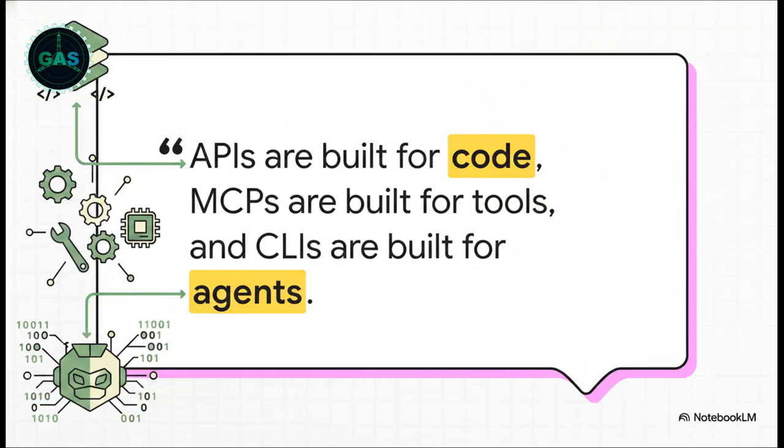Ultimately, it all comes down to choosing the exact right tool for the job. APIs are built for traditional code, MCPs are built for expansive toolsets, and CLIs are built natively for autonomous agents. Embracing this one truth will save you immense amounts of time, tokens, and honestly, a lot of money.